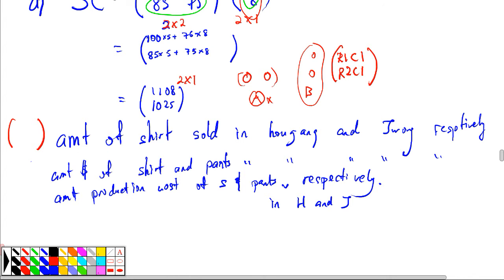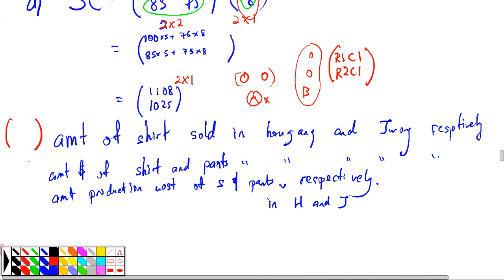One number. What am I asking? I'm asking you, how many numbers do you expect to see here when you see this statement? Amount of, and everything is not amount. It should be the number of shirts because you can count. Amount cannot count. So number of shirts sold in Hougang and Jurong respectively. Do you expect to see just one number, like 1,000?